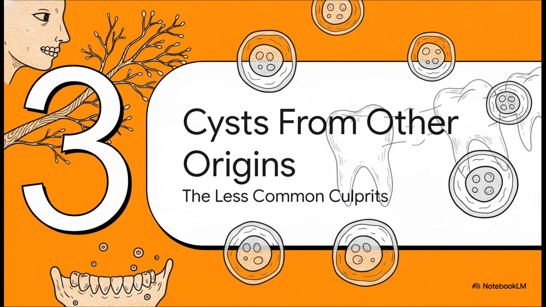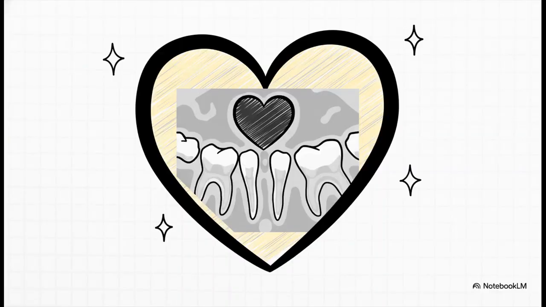Okay, we've nailed the cysts that come from tooth tissues, so now let's switch gears. Let's talk about the cysts that pop up from other stuff, usually little bits of tissue that got left behind when the jaws were forming way back in the day. And the rock star of this category has a great nickname. It's super memorable, which is pretty handy when you're trying to spot it on an x-ray.